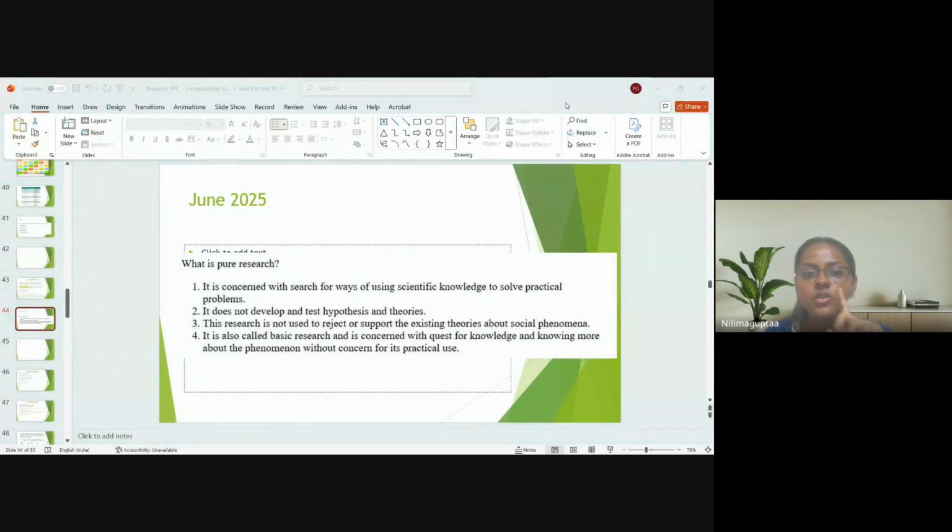Now, this is a question from June 2025 asking what is a research. Is it concerned with the search for ways of using scientific knowledge to solve practical problems? It does not develop and test hypotheses and theories. The research is not used to reject or support existing theories about social phenomena. Or it is also called basic research, and it is concerned with the quest of knowledge, knowing more about the phenomena without concern for its practical use.